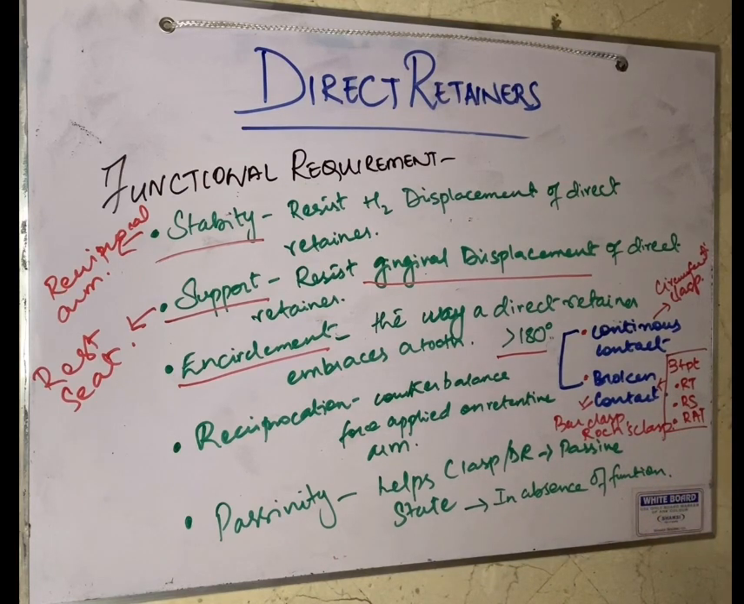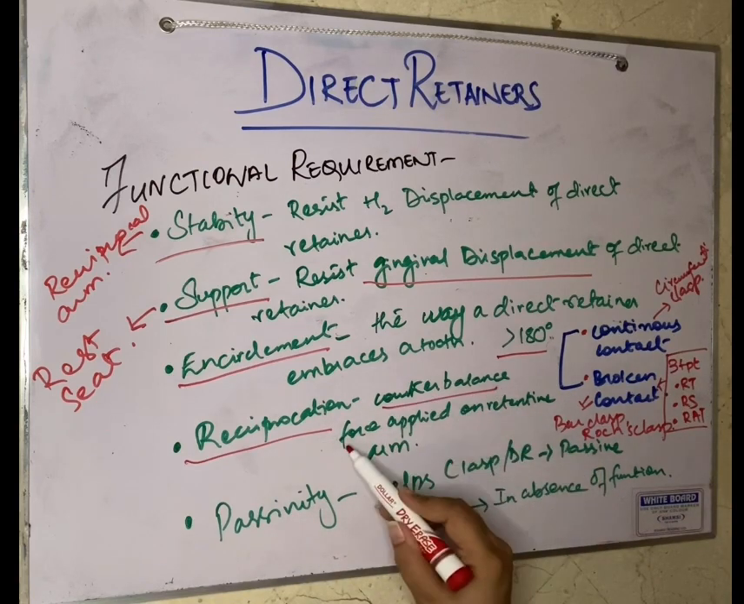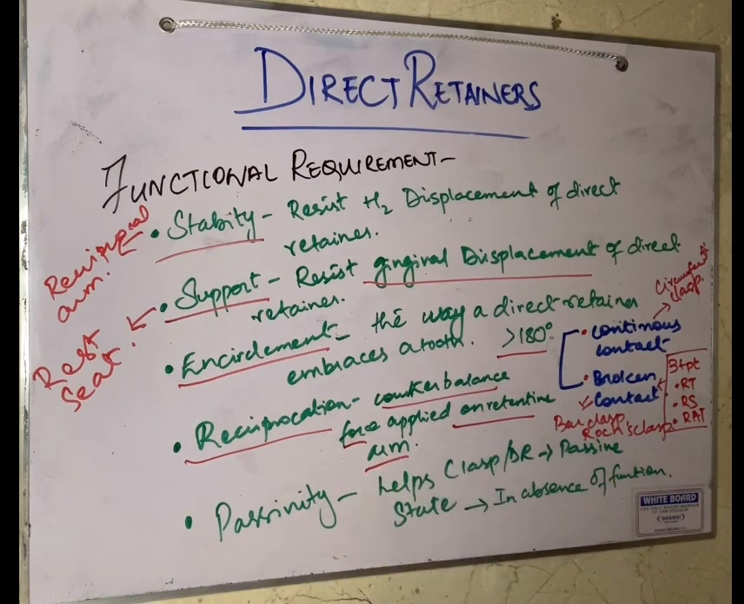Then comes reciprocation. This is basically to counterbalance the forces that are applied by the retentive arm. And lastly, the passivity. The passivity helps the clasp or the direct retainer to remain in a passive state in the absence of any function.